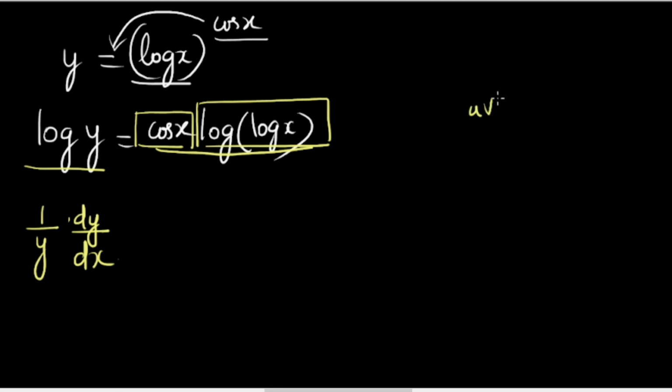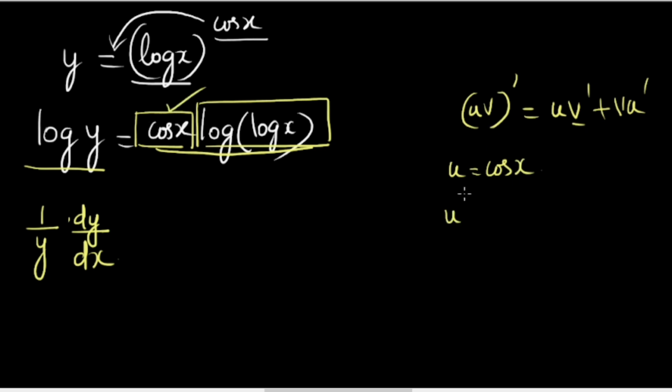The product rule says that whenever the functions are in the product form, we take the derivative as u v dash, keeping the first function as it is and finding the derivative of the second function, and then writing the second function as it is and finding the derivative of the first function. So here we consider our u to be cos x, the first one. The derivative of cos x would be minus sin x, so the negative sign we write in front.